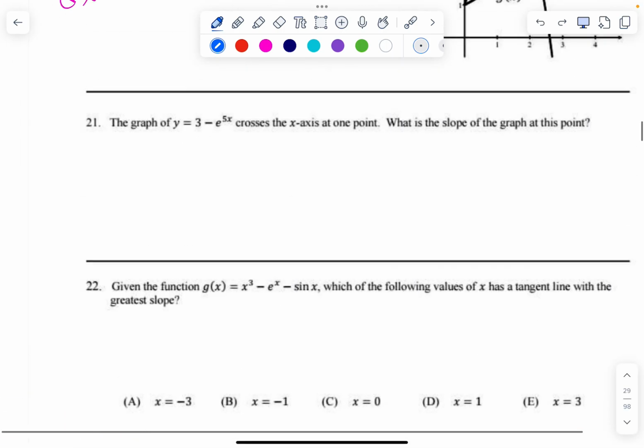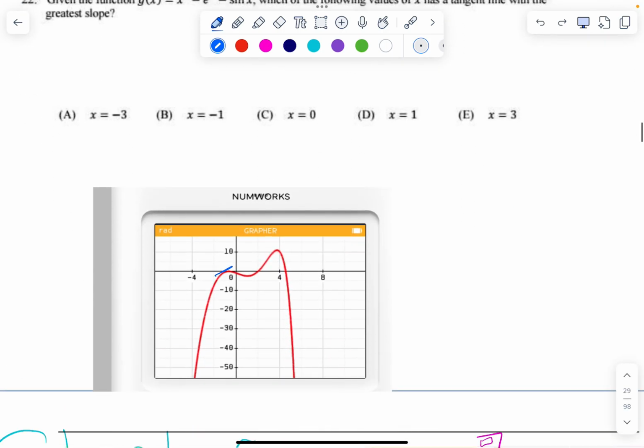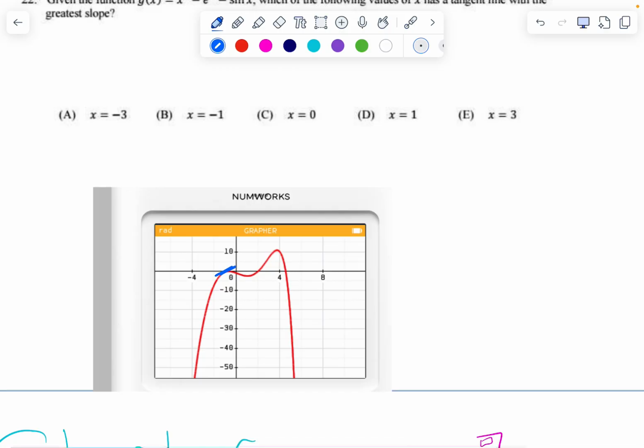-1 is probably going to be in here somewhere. It's not that steep. 0, definitely not. 1, definitely not. And then 3 is going to be kind of up here. It's pretty steep, but not as steep as this one down here. So that's kind of the process. Does that help? Okay. Any others you'd like to do?